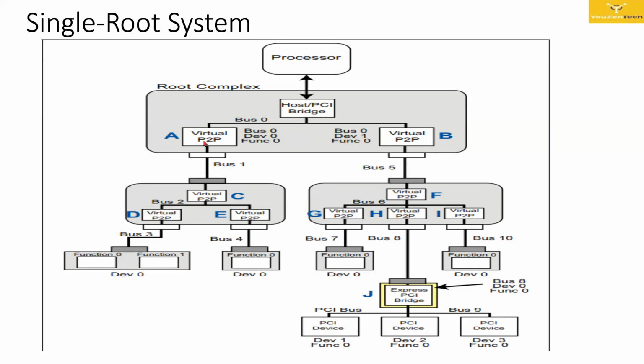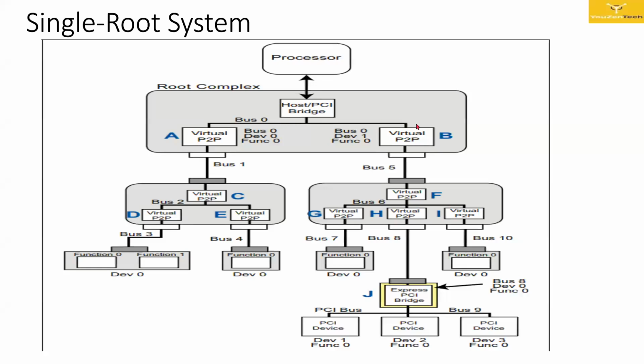Now it goes back over here, A. If you remember, here also we assigned the subordinate bus number with the value of 255. Now it is going to update that value to 4, the maximum bus number which is living below this bridge. Now it goes over here.